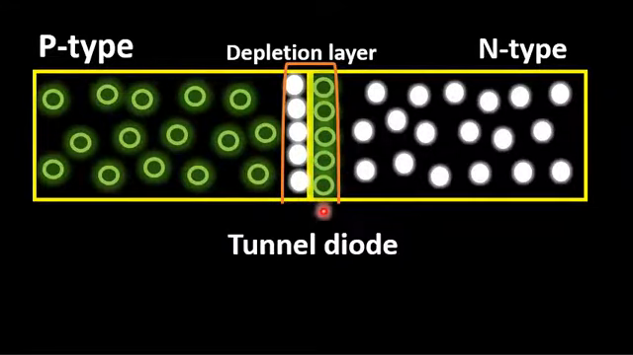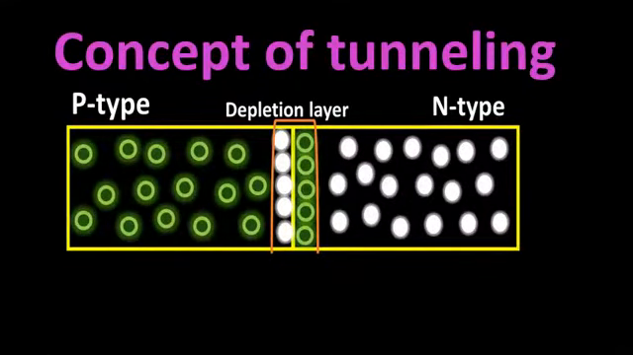So first we need to understand the tunneling effect. What is the concept of tunneling? To understand it, first consider the depletion region. The depletion layer in the p-n junction diode is made up of positive and negative ions. Initially, electrons move to the p-type region and holes move to the n-type region, and they create the depletion layer. During this initial recombination process, the depletion layer forms.